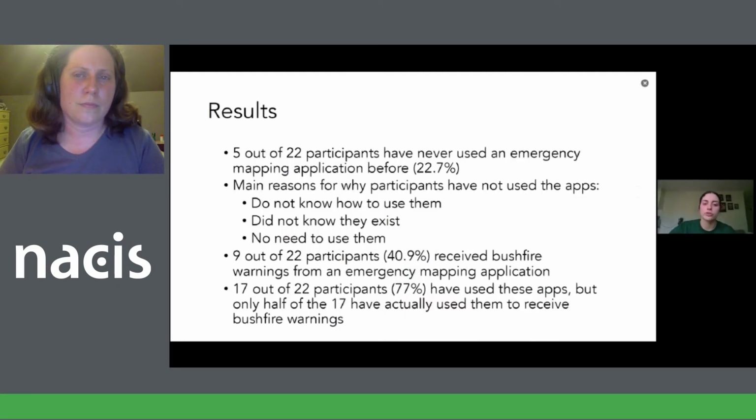Some interesting results from the 22 responses were that 5 out of the 22 participants have never used an emergency application before. The main reasons that they stated were that they do not know how to use them, they did not know they exist, and they found no need to use them. Another is that only 9 out of the 22 participants received bushfire warnings from an emergency mapping application. This is interesting because while 77% of the participants have used emergency mapping apps, only 50% of them have actually used them to receive bushfire warnings.